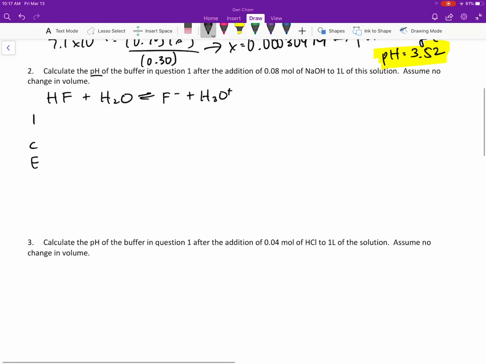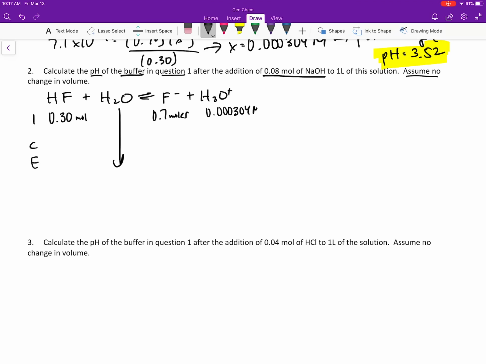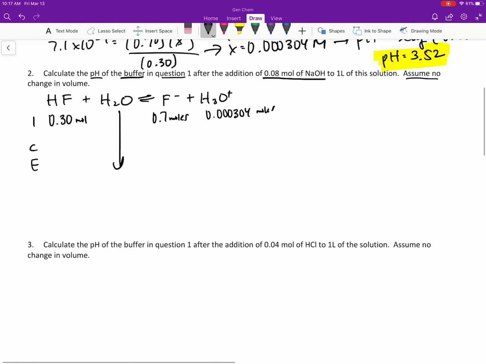So we're told to calculate the pH of the buffer from question 1 after we add this many moles of NaOH to the 1 liter solution, and we can assume no change in volume. Initially we started off with 0.3 moles of HF and 0.7 moles of fluoride, and the H3O plus is 0.000304 moles, because that came from the x above. Sorry, I said that wrong at first. So initially this is what we have. It's what was at equilibrium before, and now we're going to add a strong base.